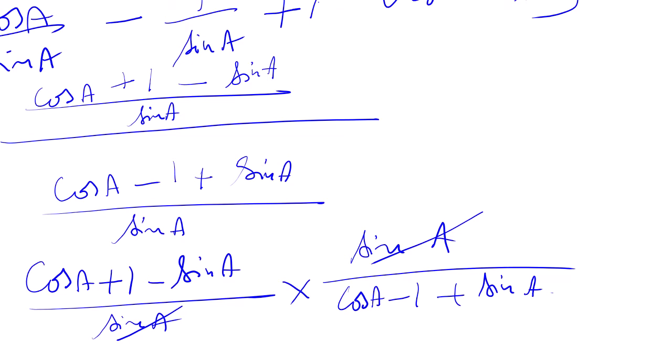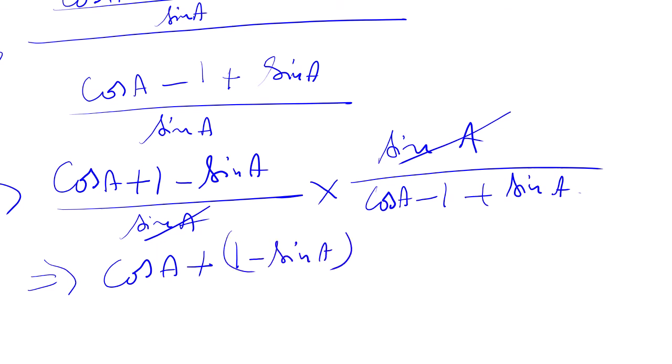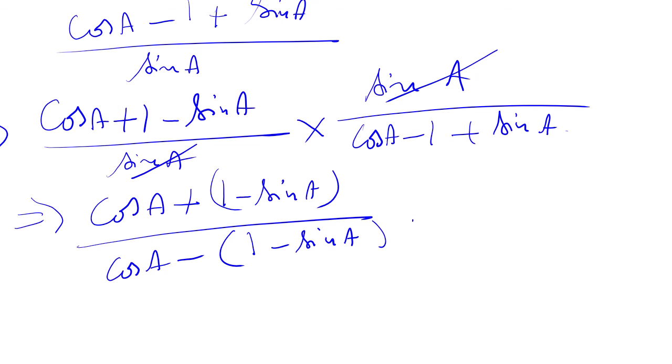So this sin A cancels. So what are we left with? We are left with cos A plus (1 minus sin A), put it in brackets, upon cos A minus... if you take out minus common, then this will become 1 minus sin A. So this is plus, this is minus. Whenever it is like this, you have to multiply by the conjugate. This is minus here, so you will multiply by plus.